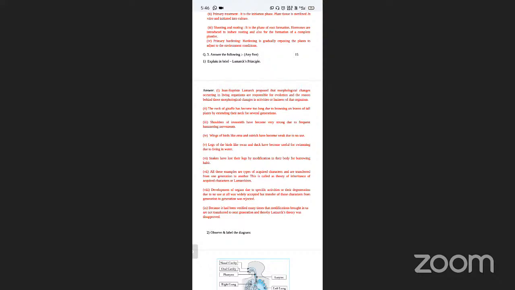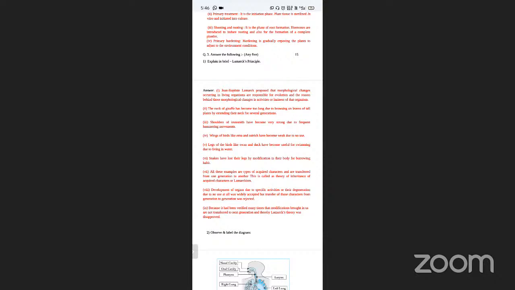Then the third point, again one more example. The shoulders of Ian Smith have become very strong due to the frequent hammering movement. If you have seen the blacksmith, his shoulders have become very strong. Why? Because it is his daily work of hammering, right? Because of the continuous hammering movement, his shoulders have become very strong.